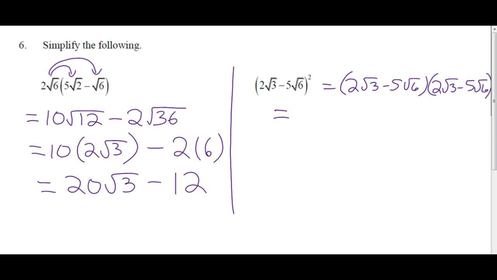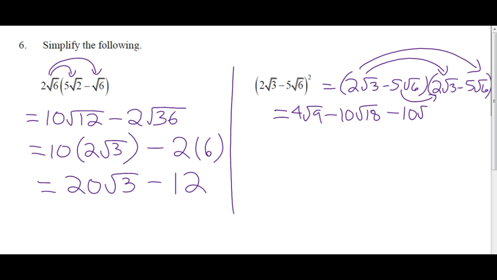So we're squaring a binomial. So I might want to write it out like this, right? Especially with radicals. If that was like x minus 3 squared, I might just do that in my head. But it's not. Okay, what do you want to do for 2 root 3 times 2 root 3? 4 root 9. Then what do we get? Minus 10 root 18. Then what do we get? Minus another 10 root 18.